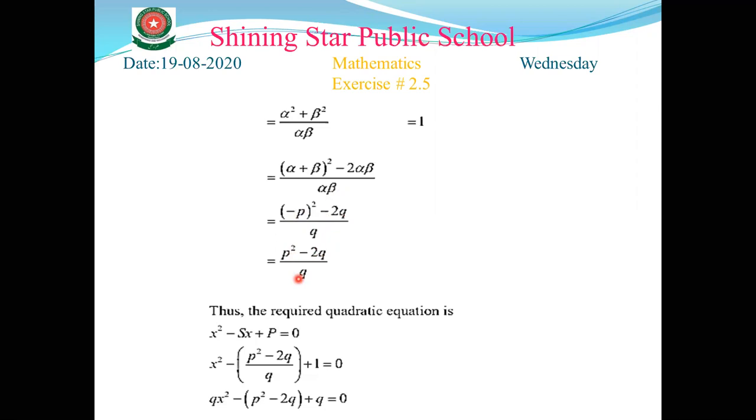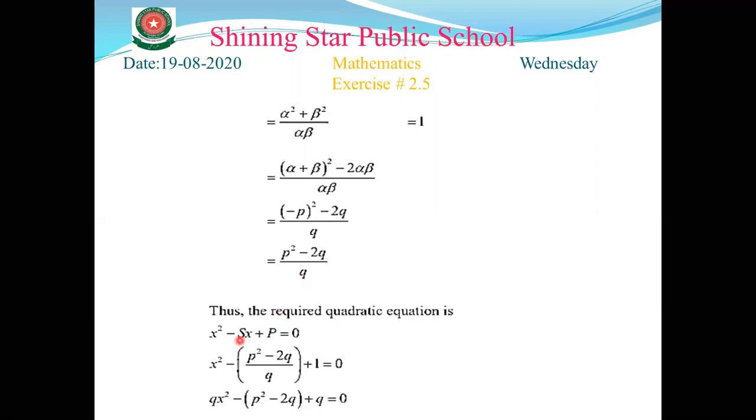Now we have found the values of alpha plus beta and alpha beta, meaning the sum of the roots and the product of the roots. And if we find the sum of the roots and the product of the roots, then how will we find the required quadratic equation? For the required quadratic equation, we simply put the values of s and p in our equation.